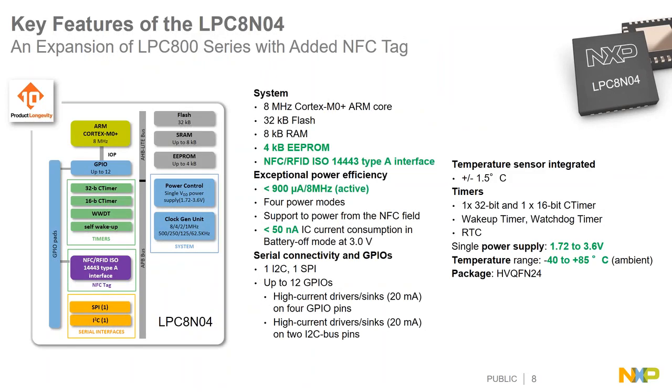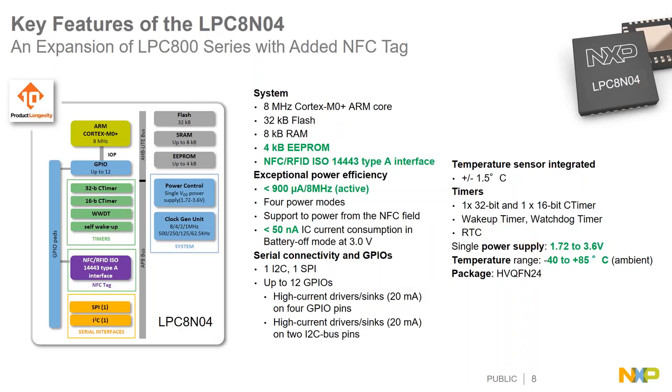This is the block diagram of the LPC804. I already mentioned Cortex-M0 Plus ARM core running all the way up to 8 megahertz, 32 kilobytes of flash, 8 kilobytes of SRAM, 4 kilobytes of EEPROM. We have the ISO NFC Type A compliant to the 14443 protocol. Also, I have mentioned the exceptional power efficiency that we bring thanks to the Cortex-M0 Plus. We are less than 900 microamperes running at full speed, running at 8 megahertz in the active mode. We have different power modes, and Tomas is going to go over those in a little more detail.